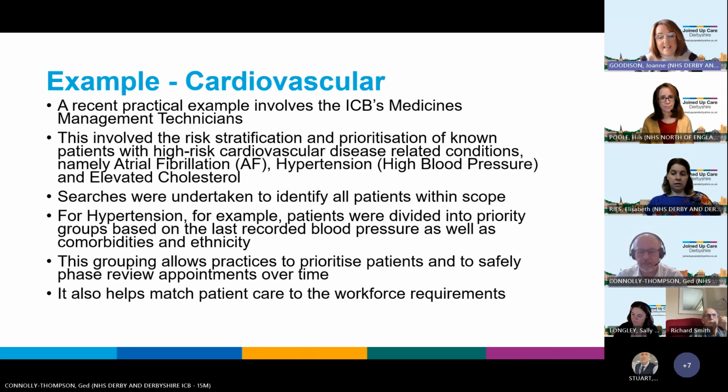And as I said, they can match the patient care to the relevant workforce depending on the priority groups. So we did that, as I say, our medicines management technicians did that in summer this year, and we let each of the practices know that that was available. Thank you.